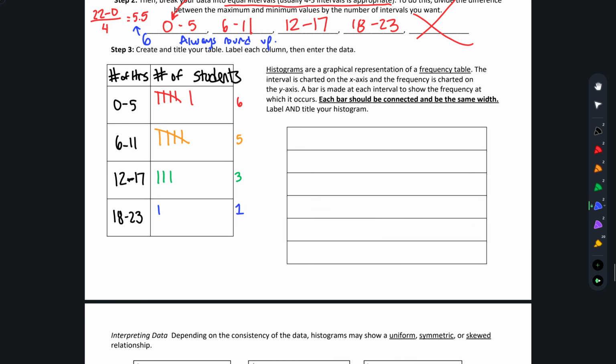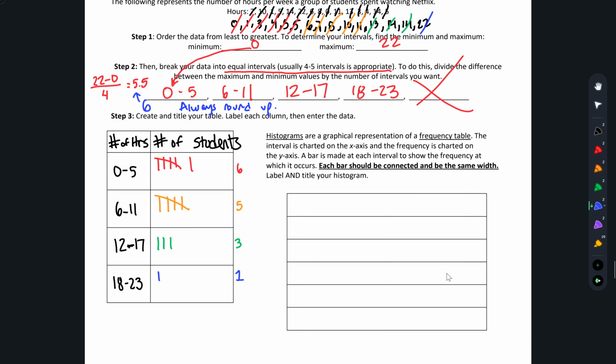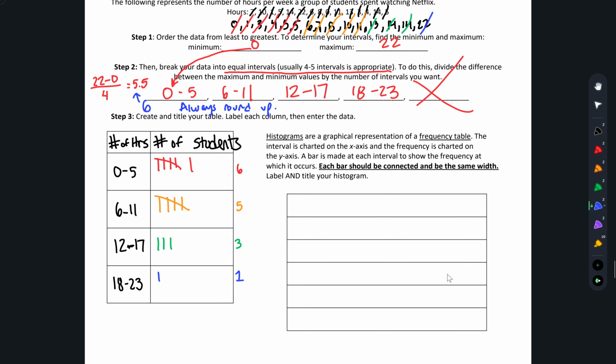Okay, so we're going to take our histogram space where we're going to put our histogram. The first thing I need to do is I need to name my histogram. This histogram, what is it representing? It's representing the number of hours spent watching Netflix.